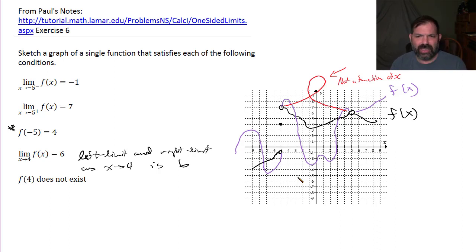I apologize if that's a little bit of a mess, but I wanted to give you an idea that there's not just one right answer to an exercise like this. There might be many correct answers, but they should all have some of the same characteristics.